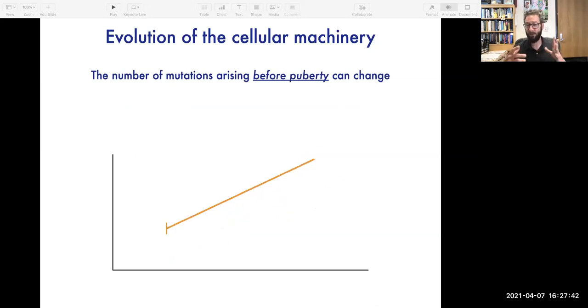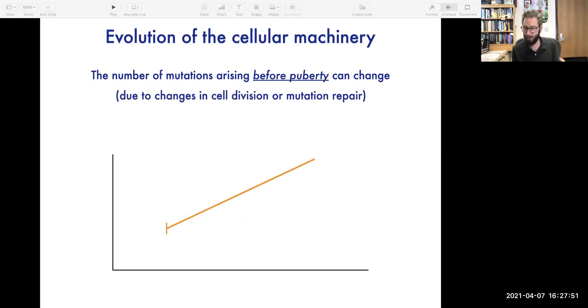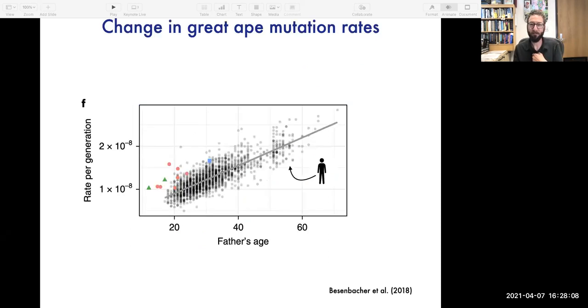We could also change the number of mutations that are arising pre-puberty. So I've treated this as a black box of development, but of course, again, we could change the number of cell divisions before development, or we could change something about mutational repair before development. And so again, we could shift it up or down compared to the human value, where other primates, other mammals might have more mutations or fewer mutations before that point.